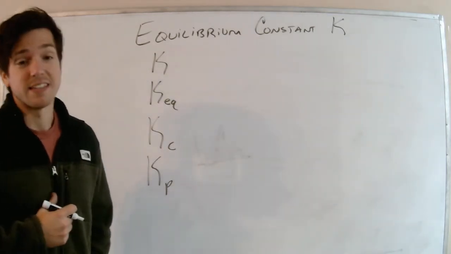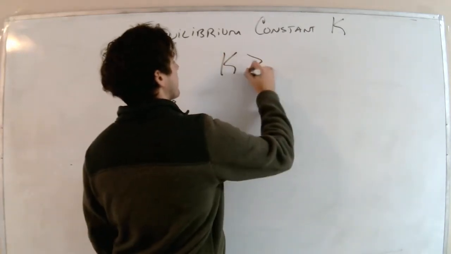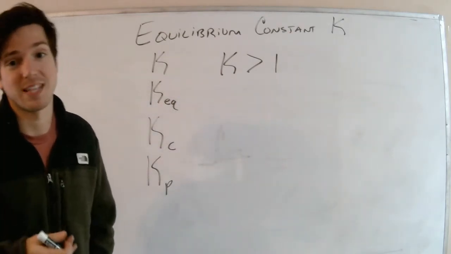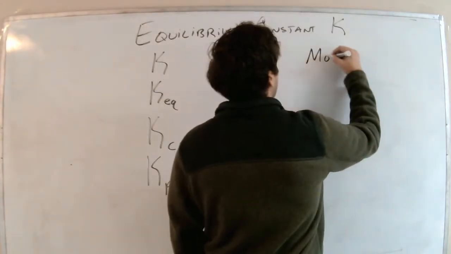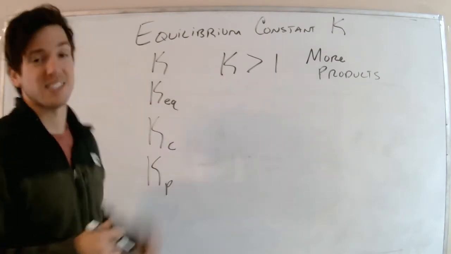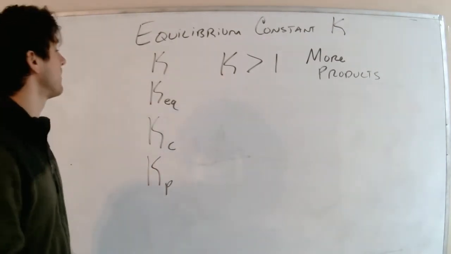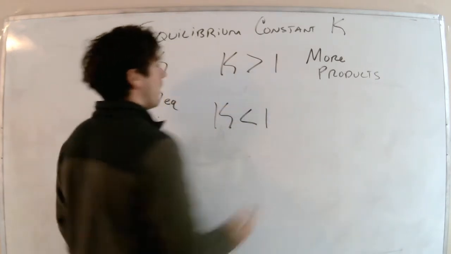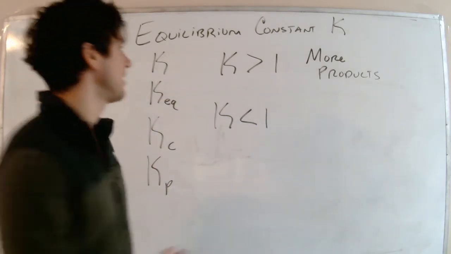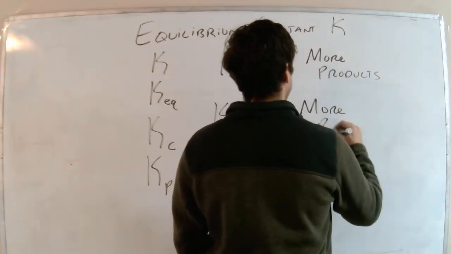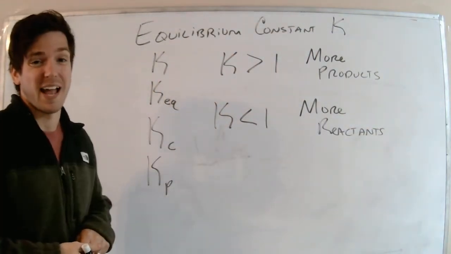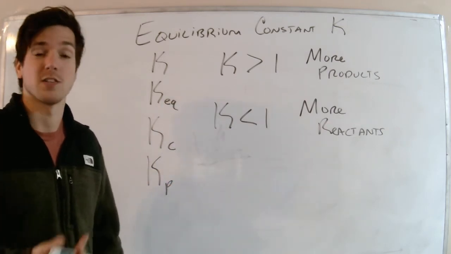And what you need to know is that when K is greater than 1, so I'm talking like 2, 3, 1 times 10 to the 5, 1 times 10 to the 10, 1 times 10 to the 15, that means you're going to have more products produced. If K is less than 1, I'm talking 0.99, 0.5, 1 times 10 to the negative 5th, 1 times 10 to the negative 10th, you're going to have more reactants. That means the reaction isn't really going to happen. You're just going to have a whole lot of reactants there, and it's not going to create too many products.